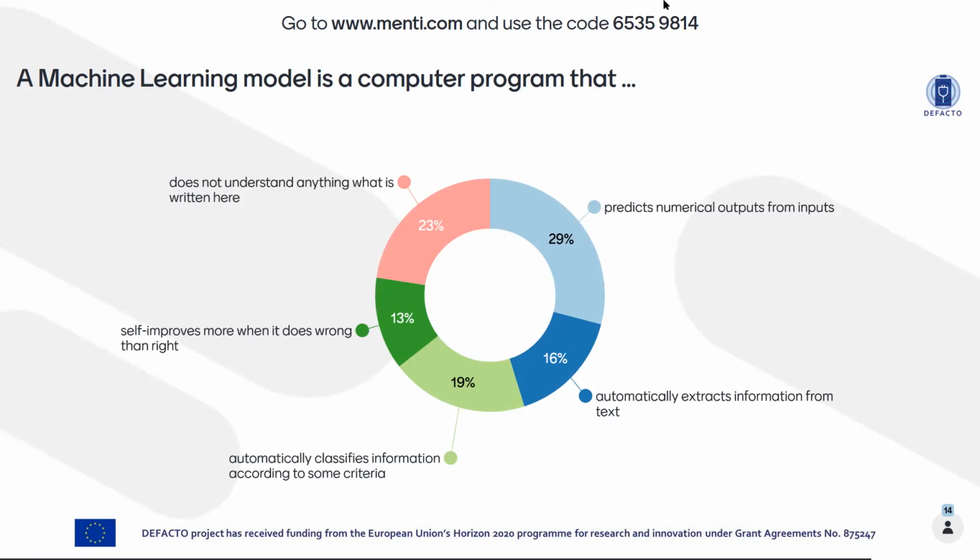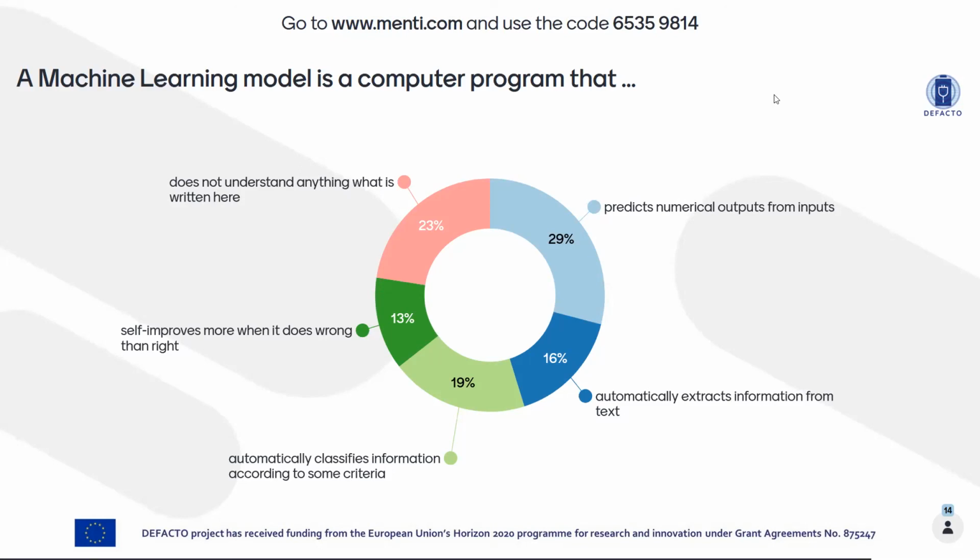Also, we see that 90% of people think that it automatically classifies information according to some criteria. Yes, definitely yes. And one example was the one on the slurries I also showed before. Information from text, yes, I already commented about that.